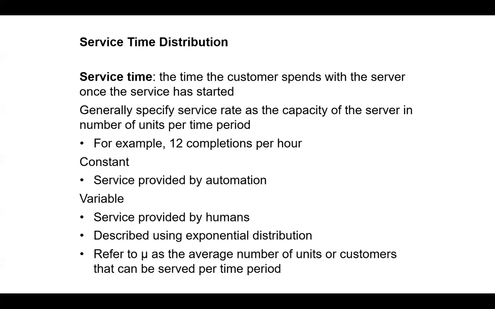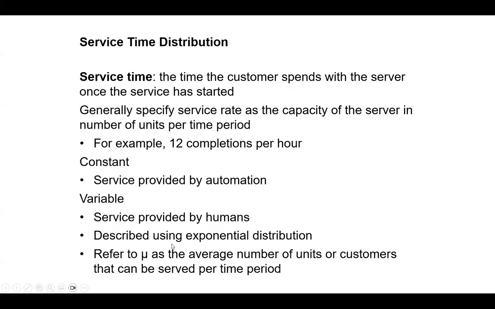So this is what we call the variables. For most of the service provided by humans, the service times probably vary randomly. But for some, like an automation process, the service rates are constant. So every 1 minute they can serve one person. You can imagine that for an hour they can serve 60. It's constant. But for the variable case, the random service time could follow an exponential distribution as well. And we often use mu to represent the average service rate.